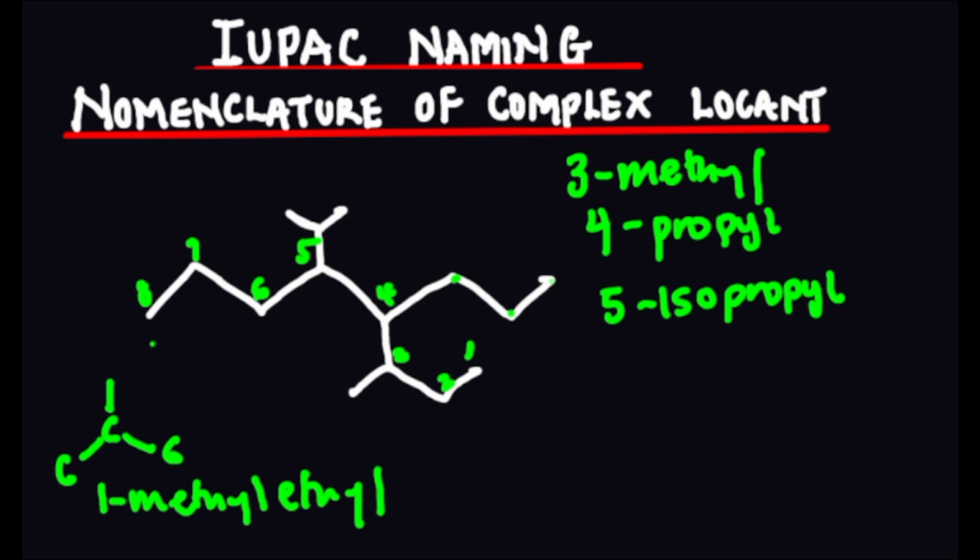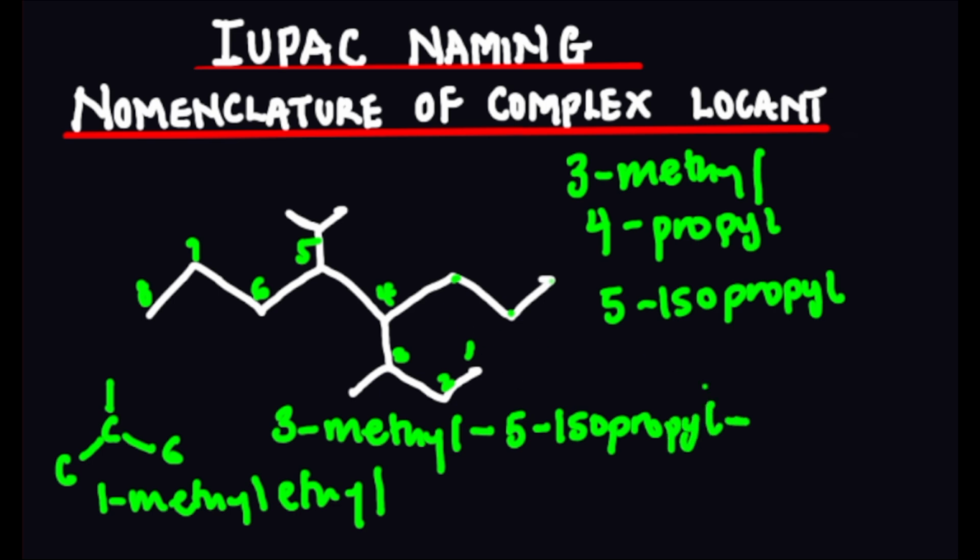which is basically octane. So what I'm going to have here is 3 methyl. Then, after this methyl, we have isopropyl, and isopropyl comes before propyl itself. I comes before P. So I'm going to have 5 isopropyl, then followed by 4 propyl octane. That's going to be the name.